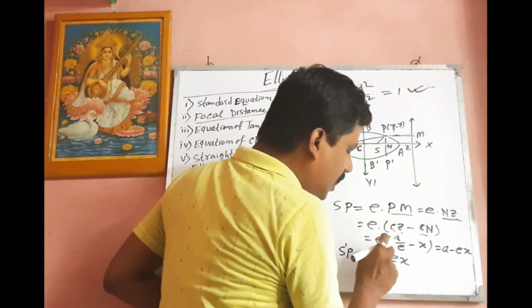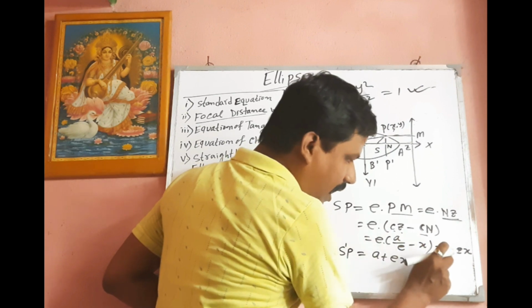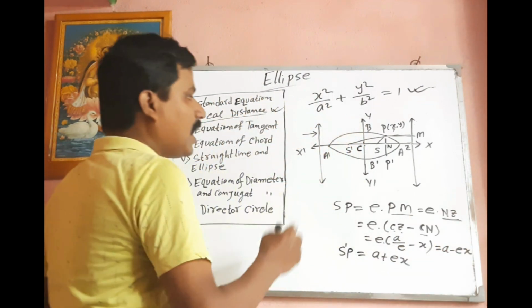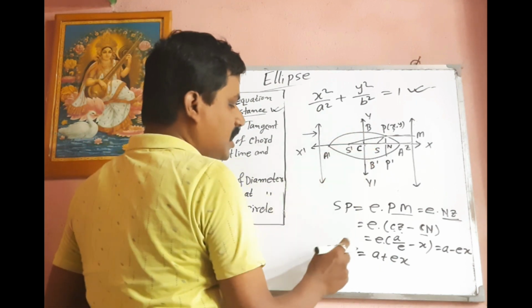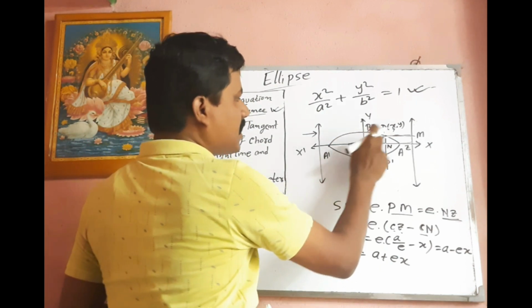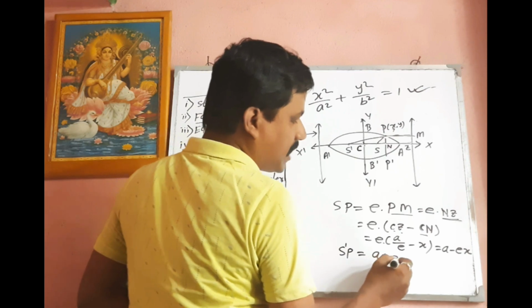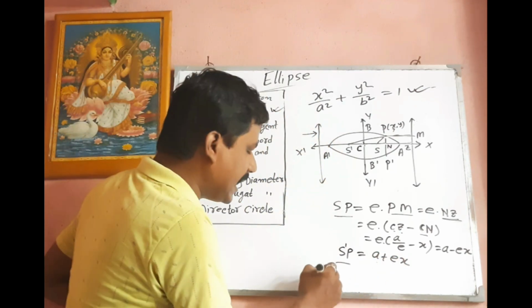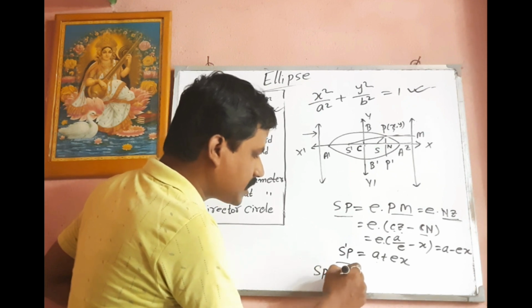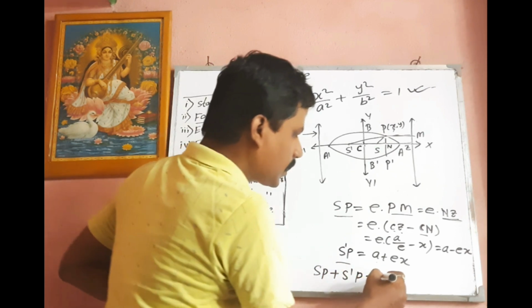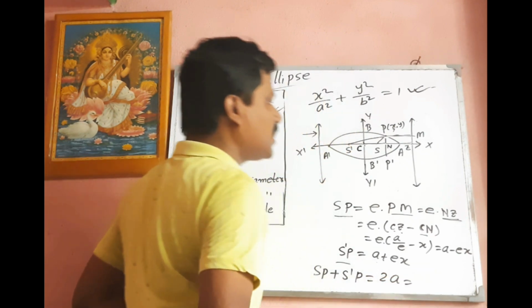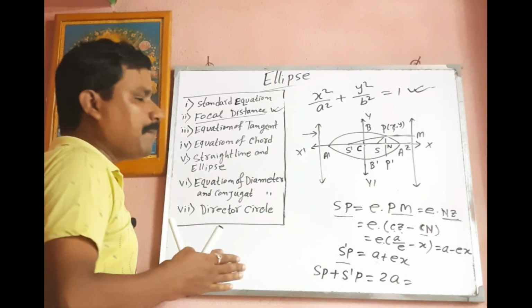Now multiplying with e, then we get a minus e times x. Similarly, the distance of S dash P will be a plus e times x. So this is the focal distance. Adding SP plus S dash P, then we get 2a. This is the major axis. This is the complete second part.